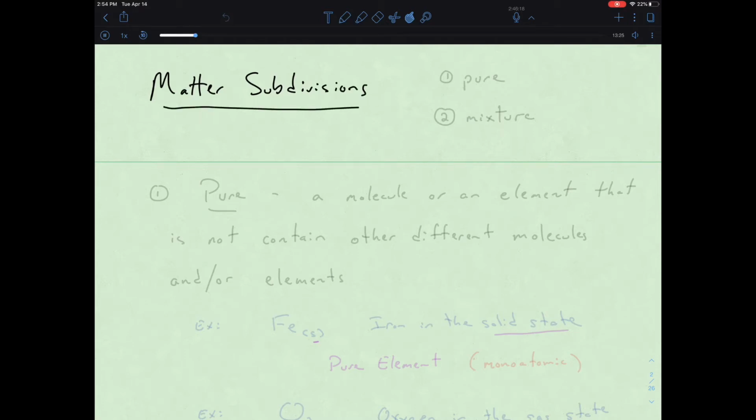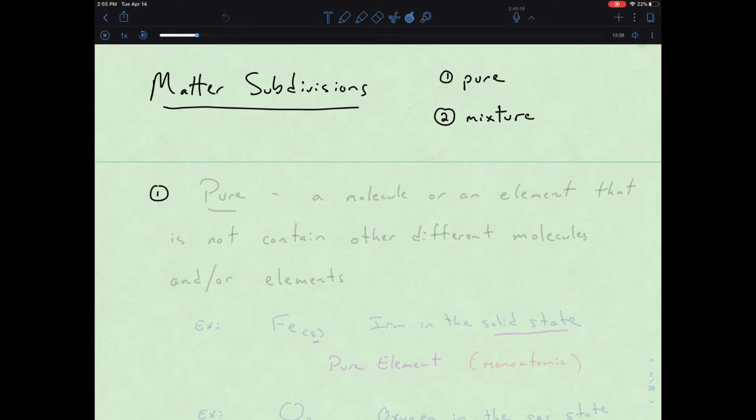As far as between those states that we've talked about already, solid, liquid, and gas, but just as far as talking about matter, we can further break it down. And when we look at matter subdivisions, there are two to start off with. We have this idea of something being pure, or we have this notion of a mixture.